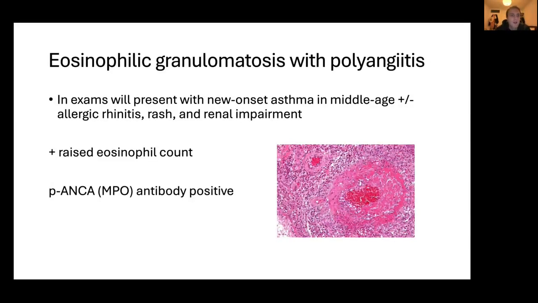To simplify it, it's a little bit more complex, and there are some overlaps. Some patients can have GPA and be MPO positive, but usually p-ANCA is eGPA, c-ANCA is GPA. What we know is these patients will have a raised eosinophil count, and they can have involvement of many other bodily systems, such as cardiac involvement. You might get a peri or a myocarditis, and they can have varying rashes, as we described earlier.